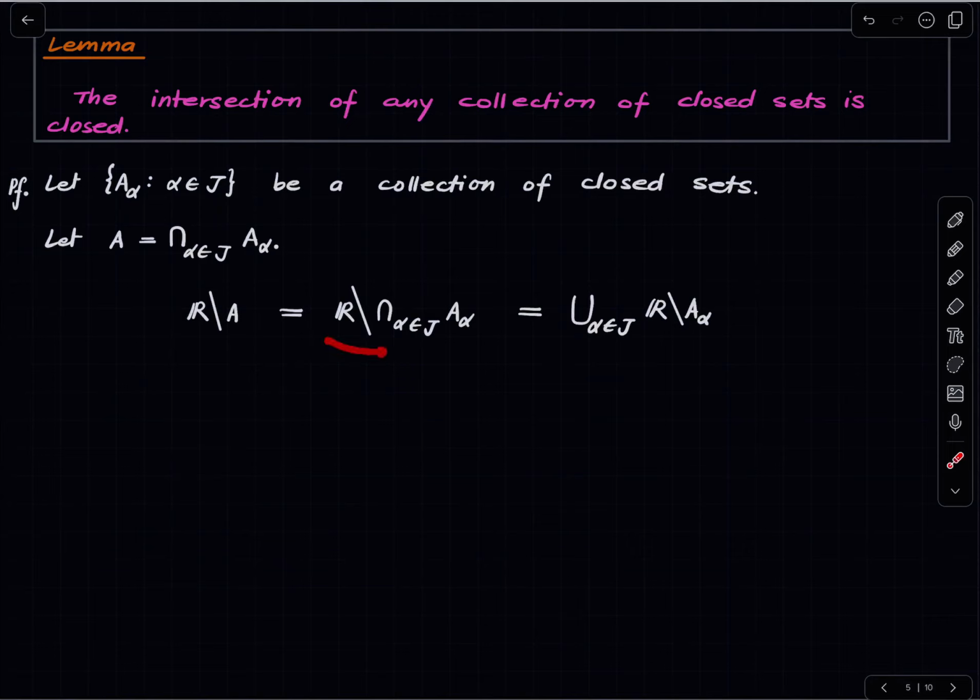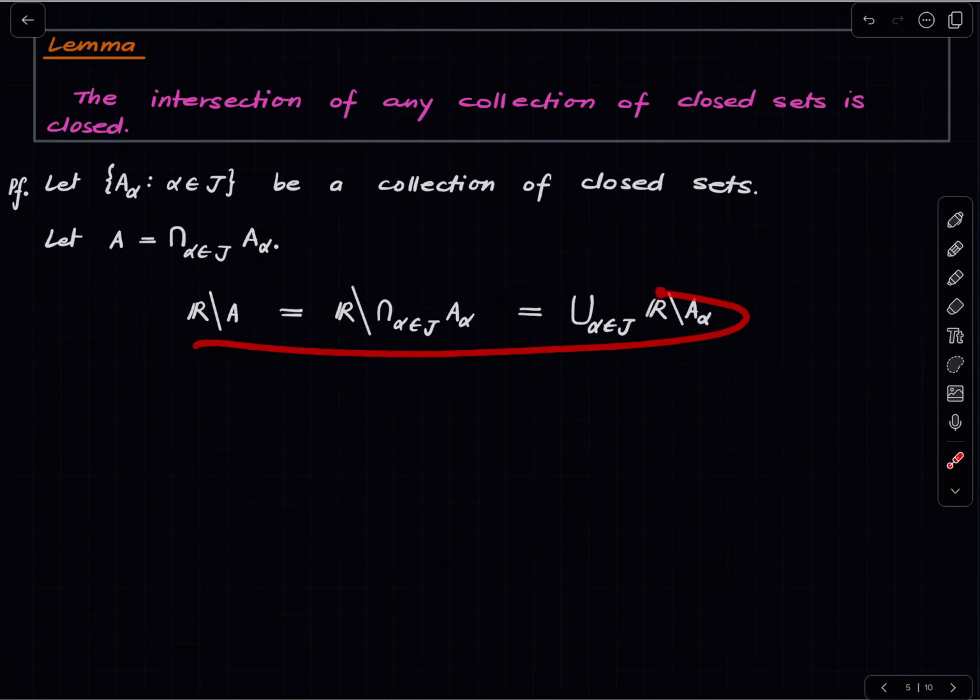You have a real number which is not in the intersection of the A alphas. Right? So it is not in each A alpha. It could lie in some of the A alphas, but not in all of them. So it has to avoid some A alpha. So there is some alpha for which that point that we chose is not in A alpha, and hence it's here somewhere. So this containment is justified. Similarly, you can justify the reverse containment.